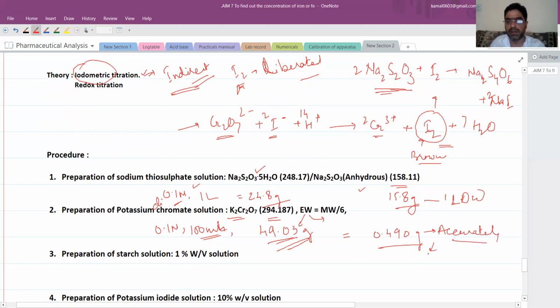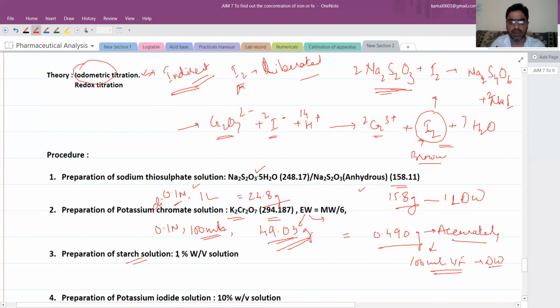Then it will be transferred into a 100 ml volumetric flask and dissolved with the help of distilled water. So this will be the potassium dichromate solution.